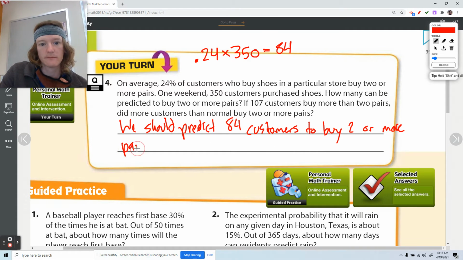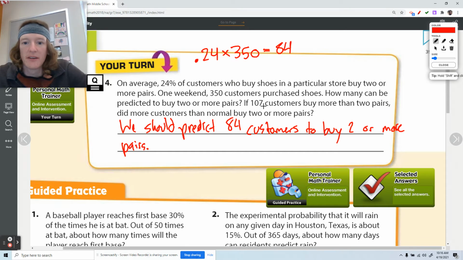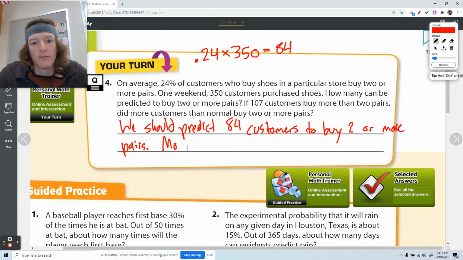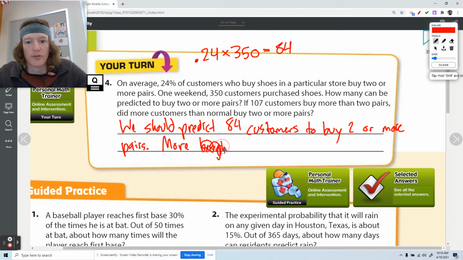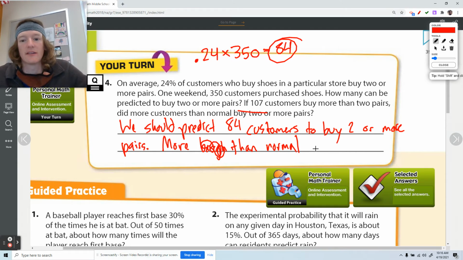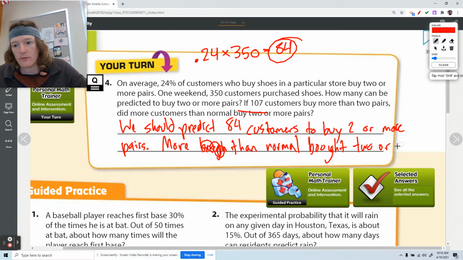Question number 2. If 107 customers buy more than 2 pairs, did more customers than normal buy 2 or more pairs? More bought, yes, because normally it's 84, and in this case it's 107 who bought 2 or more.